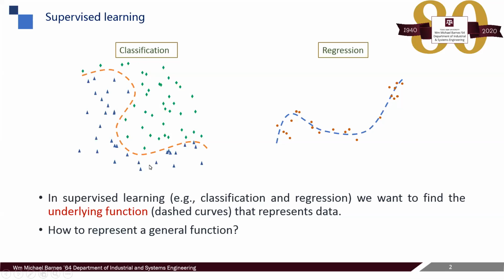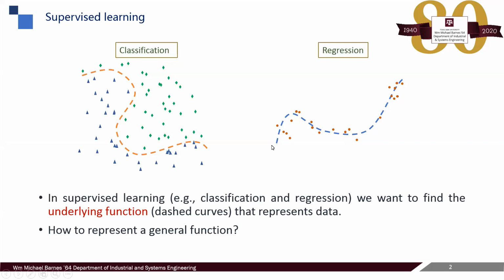That's for classification. And for regression, we also have input and output, but here the output is real valued. So the input is the x-axis and output is the y-axis. And the goal of regression is to find a usually smooth curve, so that I can use this curve to represent the points with a good fitting. So that's a regression problem.